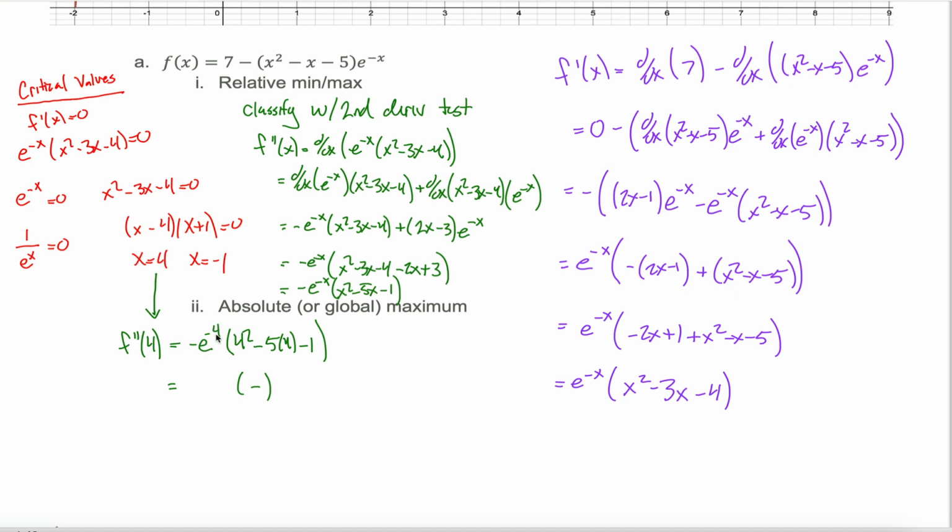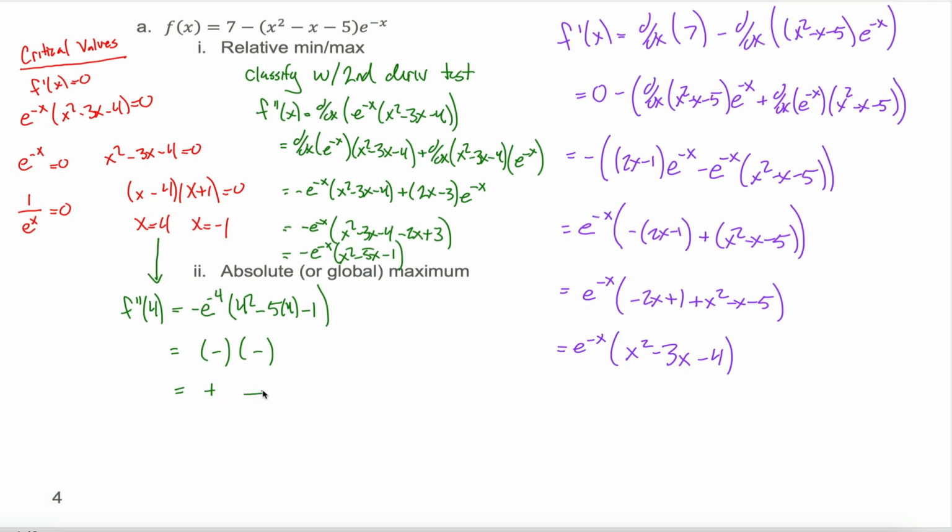E is a positive number. When I raise it to the 4th power, it's still positive. So I have 1 over a positive number, which is still positive, but I'm taking the negative of that positive number. What I'm saying is negative e to the negative 4th is also a negative number, and a negative number times a negative number is a positive number. I don't know what number it is. I don't care what number it is. The second derivative is positive at this critical value of 4. Therefore, 4 is a local minimum.